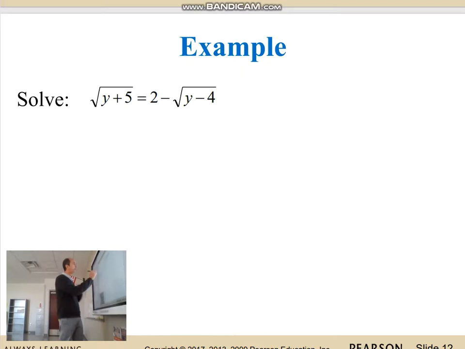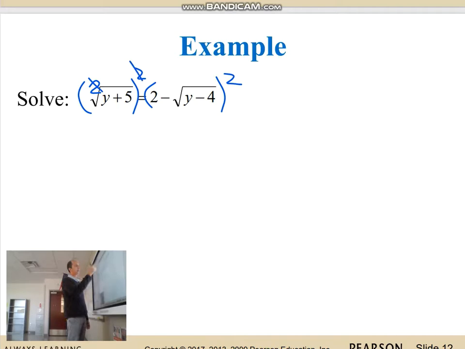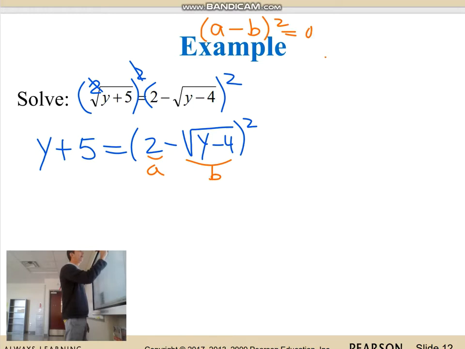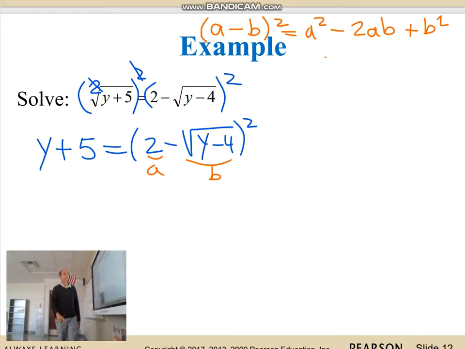So apply, this is the square root, so we apply to both sides of the equation the square. So you can simplify the square root of the square, and then you have y plus 5 equals 2 minus square root of y minus 4, squared, right? And this, we will again use the formula, and remember the formula, the perfect square trinomial: a minus b squared equals to what? Let's say this is a, this is b, right? It's a squared minus 2ab plus b squared, okay? This is the formula, the perfect square trinomial we learned in section 5.7.